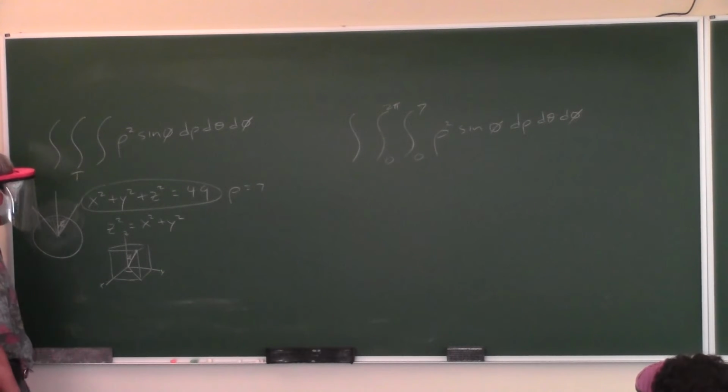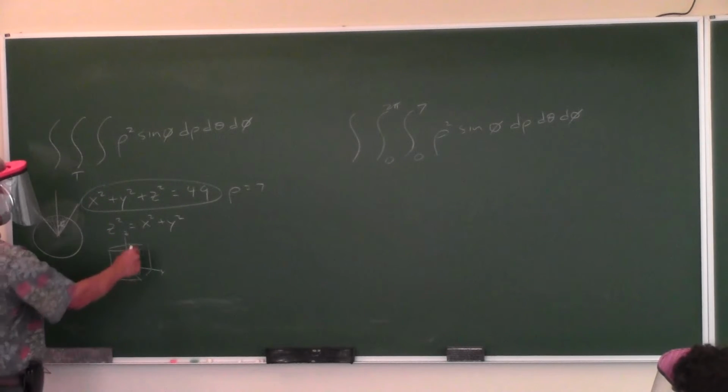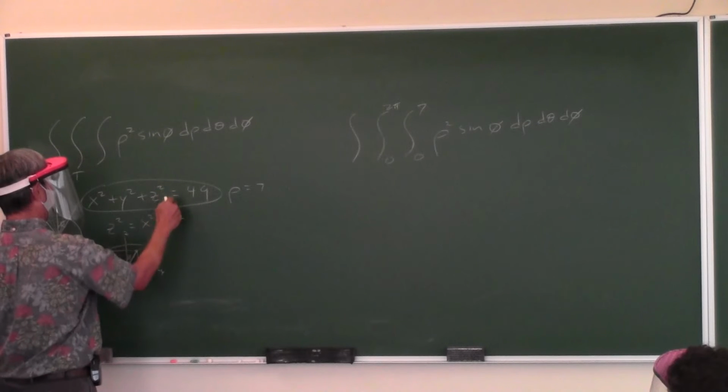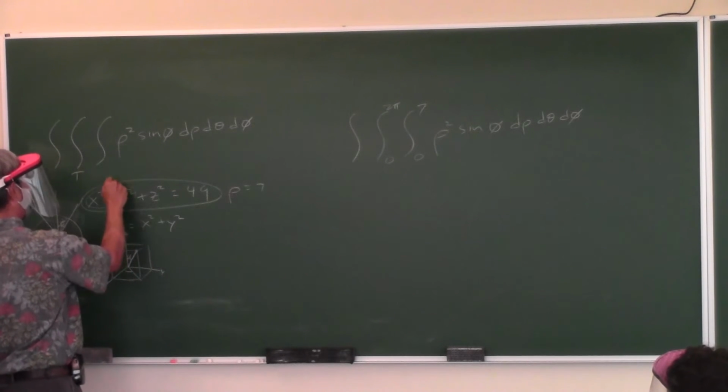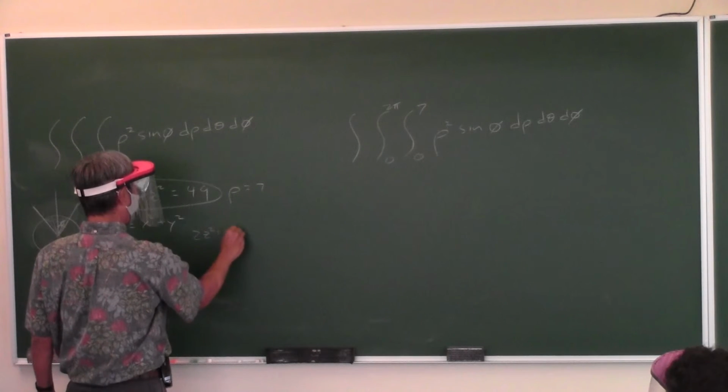Plug it in, find the radius. What do you mean plug it in? Find where they intersect, and then find the radius. Okay, so if x squared plus y squared is equal to z squared, then why don't we just substitute z squared for that? So we get 2z squared equals 49. Oh, that's ugly.